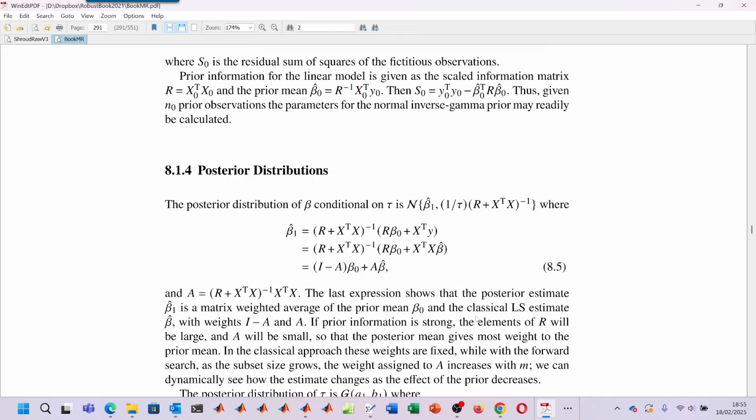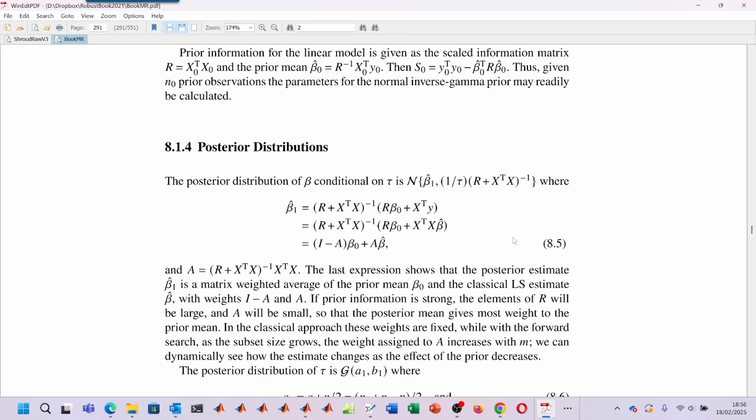Given the prior distribution of the parameters and given some data, y and X, we can then find the posterior distribution of the parameters. The posterior distribution of beta, conditional on the value of tau, is a normal distribution with beta 1 hat as its mean, and an information matrix which combines R and the observed X transpose X. We take the inverse of that information matrix. We can then rewrite this in a different form in the third line of 8.5.